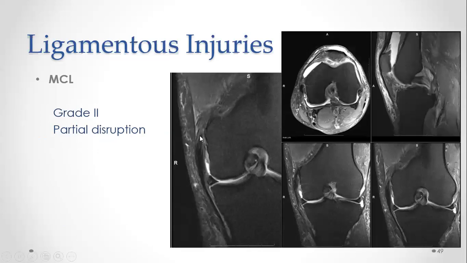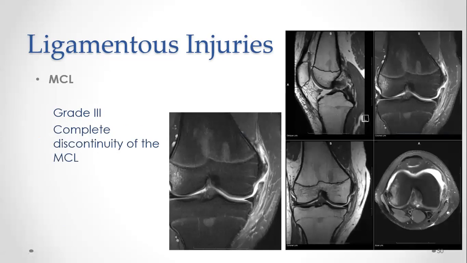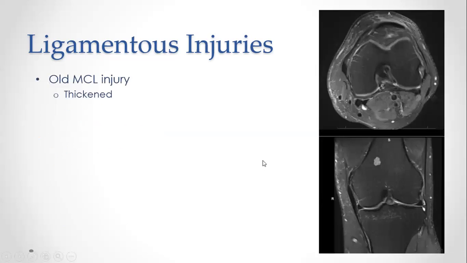However, in grade 2 ligamentous injury, we see thickening, striation, and partial disruption of the femoral attachment of the MCL. This is in keeping with grade 2 MCL injury. Grade 3 MCL injury is complete disruption with a fluid-filled gap at the femoral attachment of the MCL. This is grade 3 MCL injury.